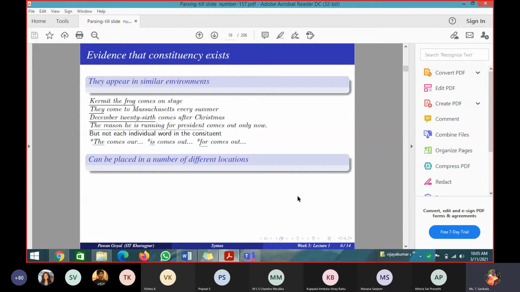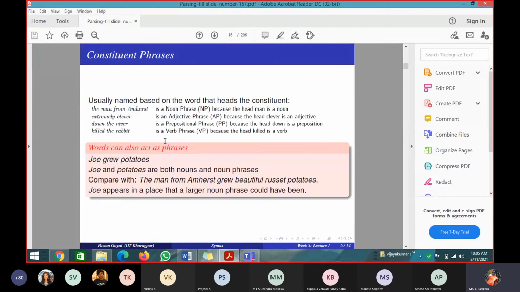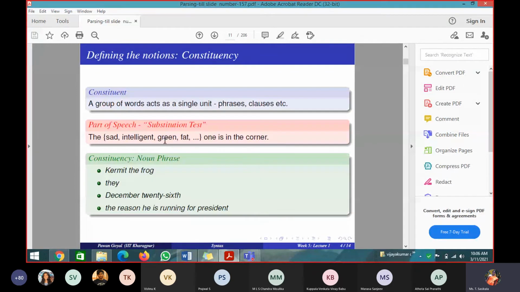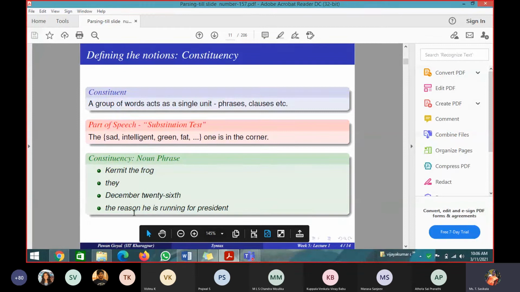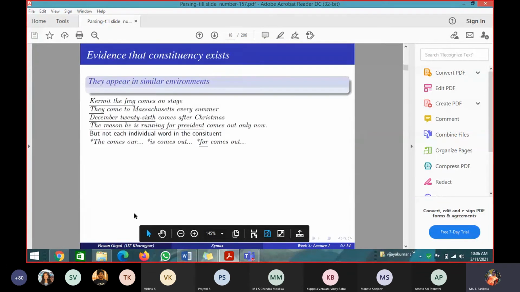Evidence of constituents. Okay, they are telling that constituents can be put in different places. See, Kermit the Frog, December 26th, the reason he is running for president. All these words form a noun phrase. Yes or no? I have shown this example, right? I had given only one word there. I made it a sentence here. These are all the constituents for noun phrases. So the same thing they have given here.